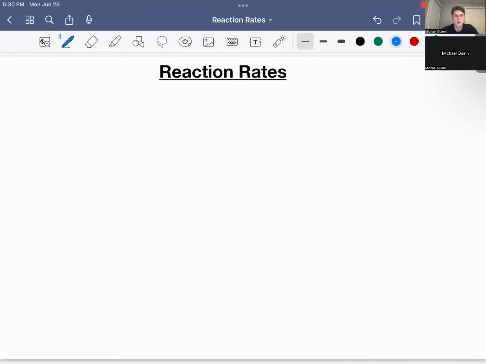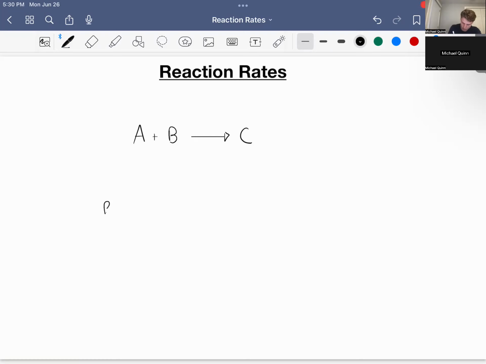In this video, I'm going to be going over how to write a rate law for a given reaction. So if we were given the reaction A plus B goes to C, in order to write the rate law for this reaction, we need to show how the rate of reaction is equal to the concentration of our reactants.